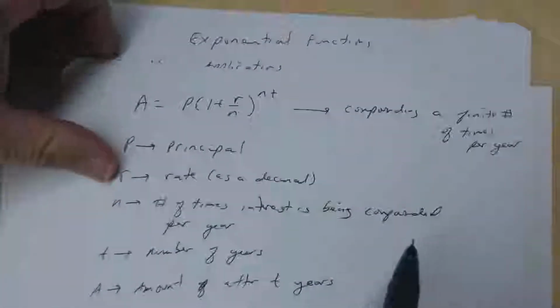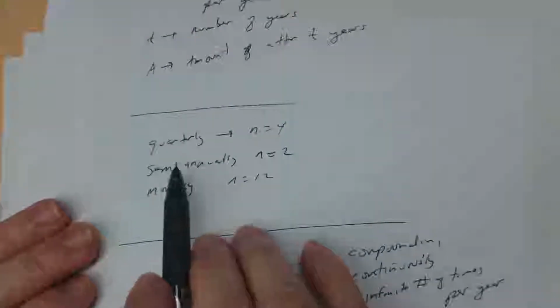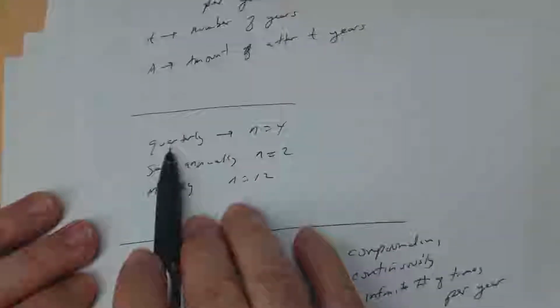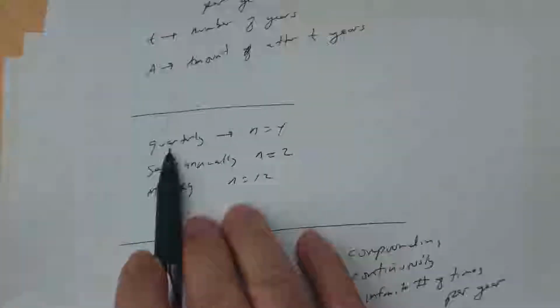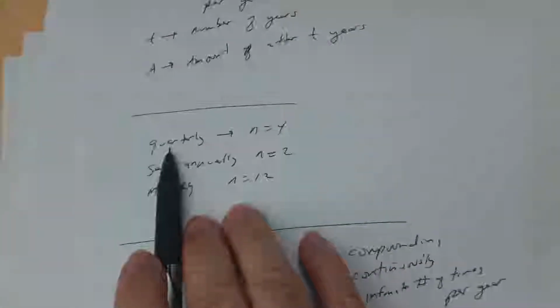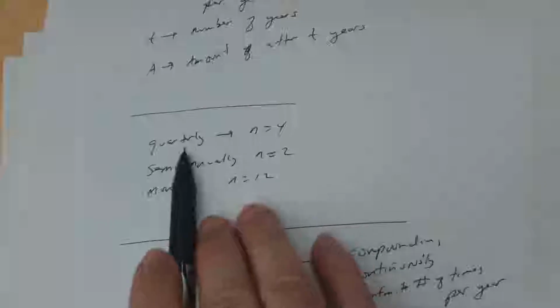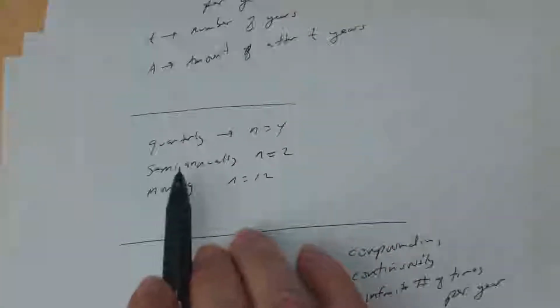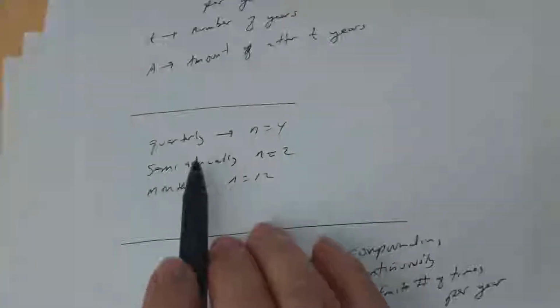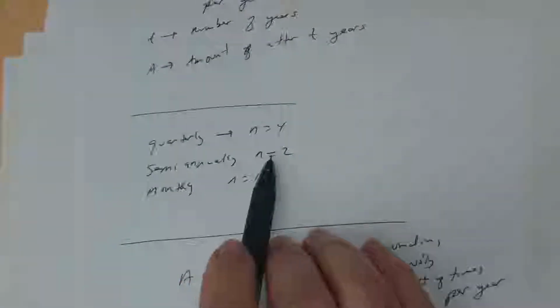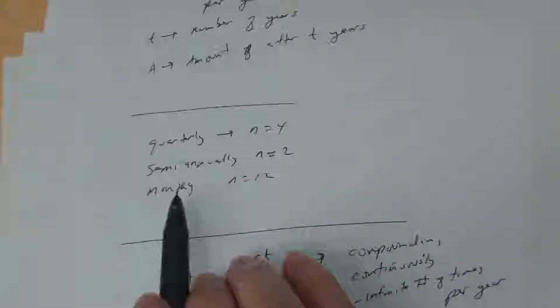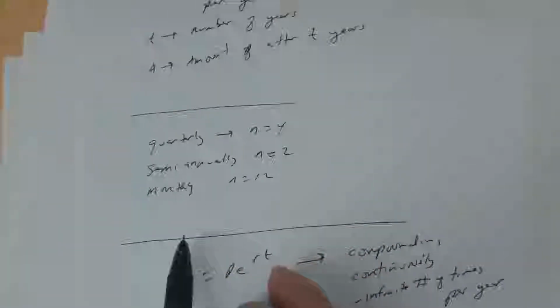So in other words, if your interest is being compounded quarterly, that means interest is earning interest 4 times a year. So quarterly means 4 times a year, so every 3 months. Semi-annually is every 6 months, so N would be 2 times a year. And then monthly would be 12 times a year.